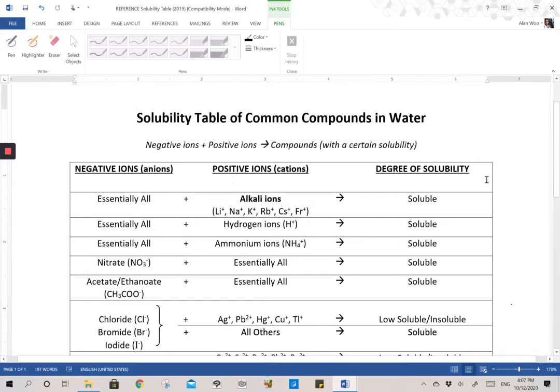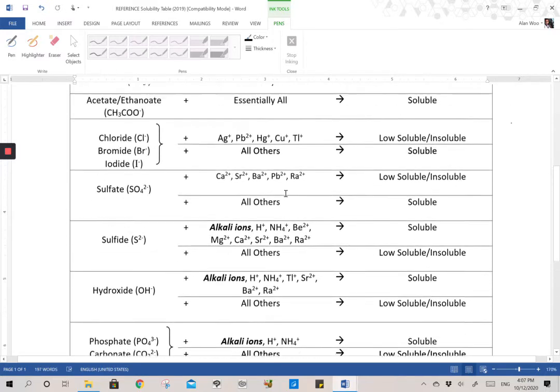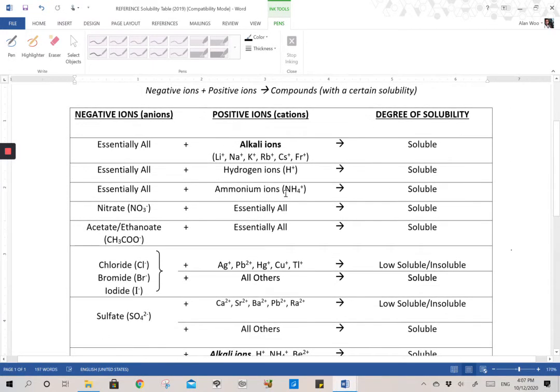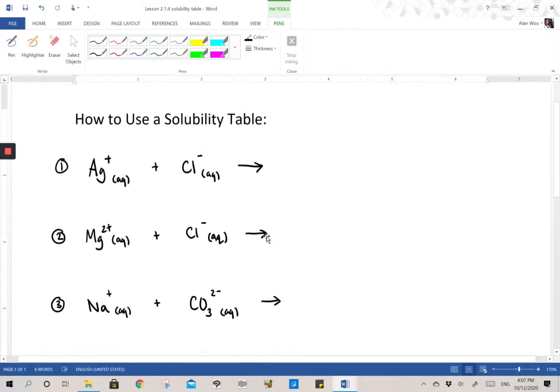So as we're going through the table here, I'll show you some of the tips and tricks that are associated with this table. But first, we'll look at 4 different types of ions, and basically the whole point of this is to figure out whether or not a precipitate forms. So if you remember what a precipitate is, it's a solid substance that forms when 2 solutions or ions combine.